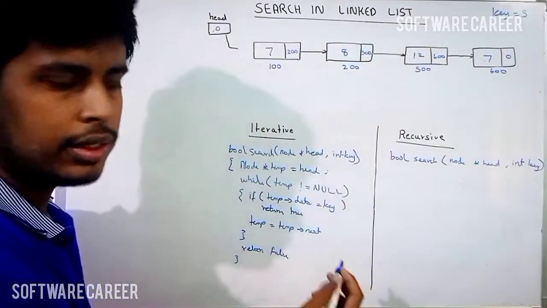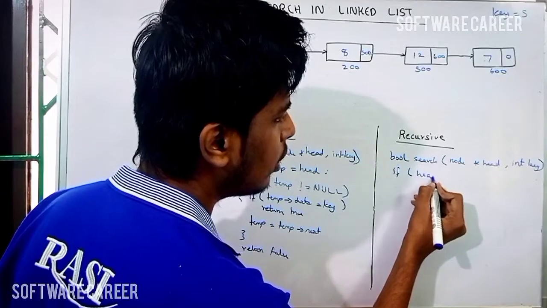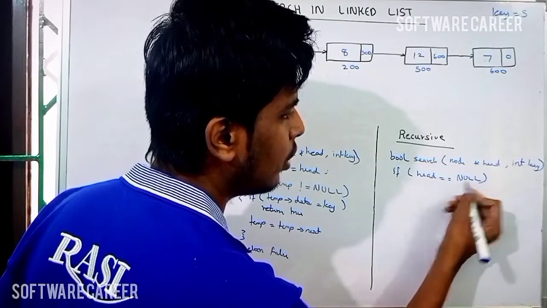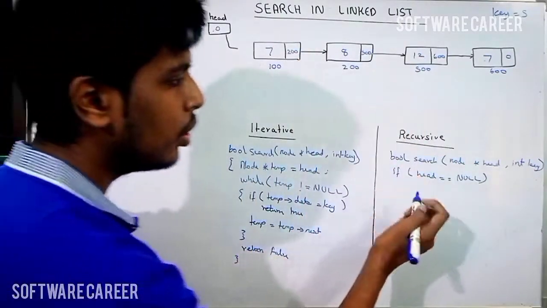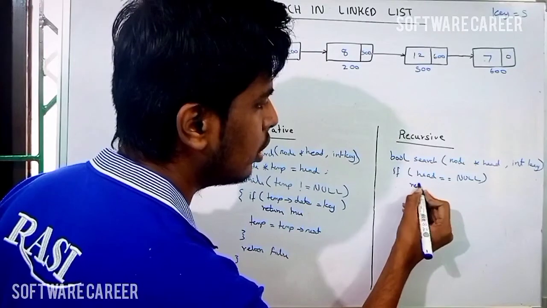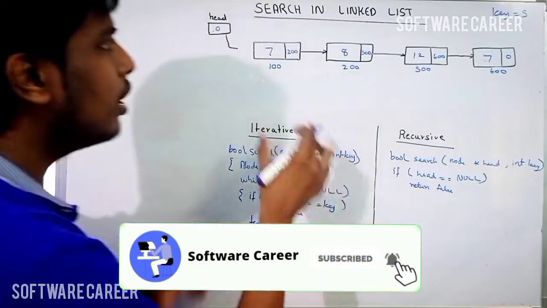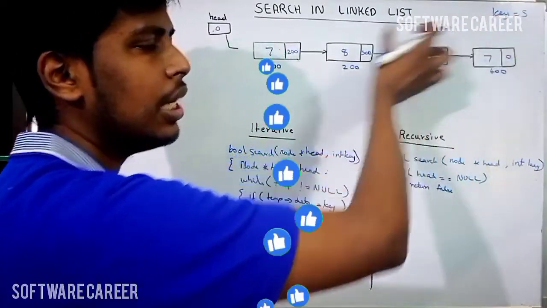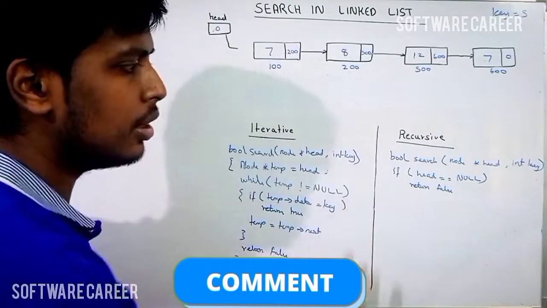So I am writing that condition. See, if head equals null, that means 0. If head is pointing to 0, that means no element is there in the linked list, so you should return false. Why are you writing this? Because if no element is present in the linked list, you can't search for a key element in that linked list, because the linked list is empty. So that's the condition, return false.